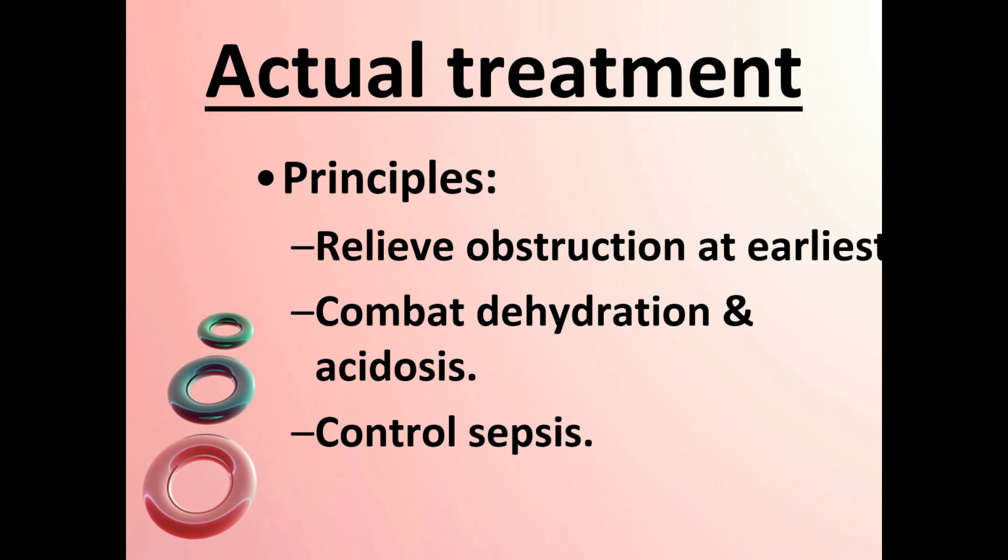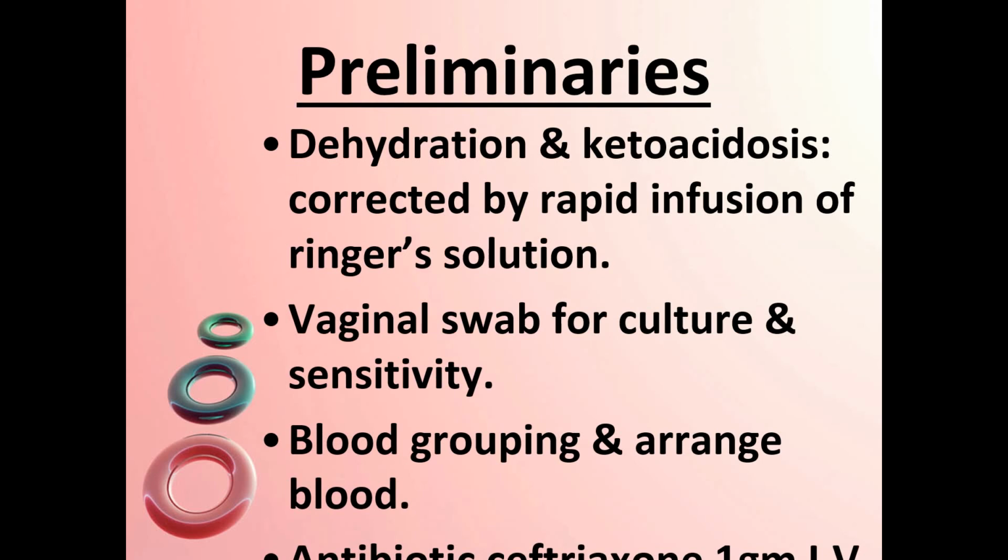If that has not happened, the most important thing now is to relieve the obstruction at the earliest. In other words, you have to deliver the woman, and most of the time it will be by cesarean section. Of course, in the meantime, you put in an IV line, correct her dehydration and acidosis, and start IV antibiotics. All the blood tests are sent, she is catheterized, and a vaginal swab is sent for culture and sensitivity.